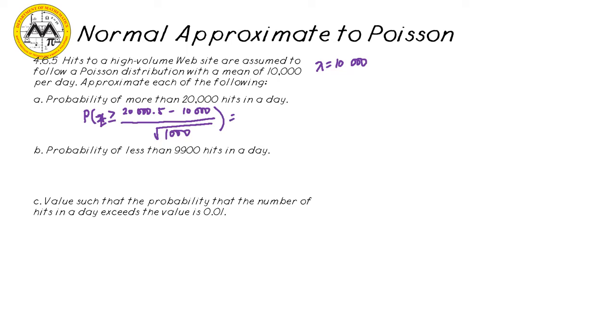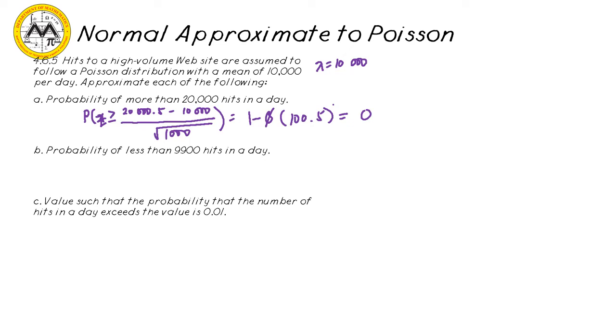So this is 1 minus phi of (20,000.5 minus 10,000) divided by square root of 10,000. So this is 100.5. I think this is almost 0. So this is 1 minus phi of 100.5, which is approximately equal to 0.